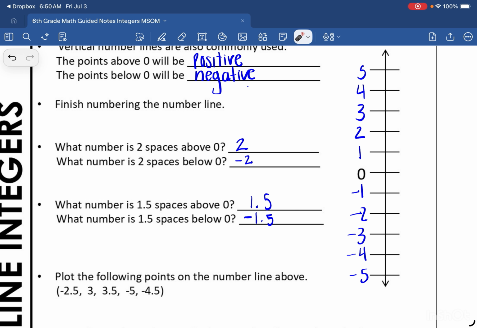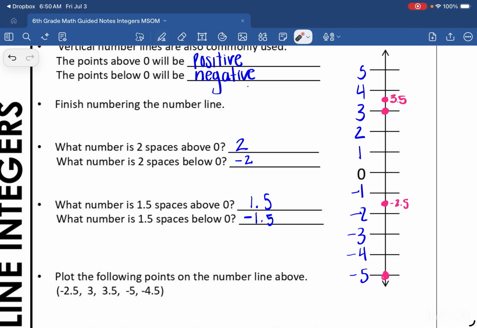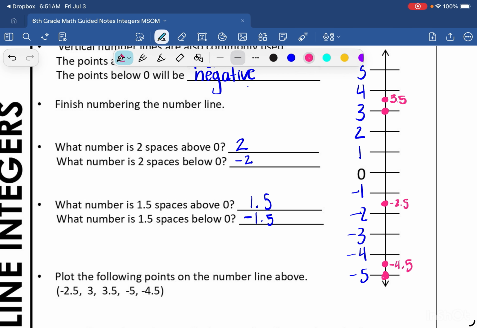Plot the following points on the number line above. -2.5. So if we are at 0, we're going to go down 2 and then another half. So -2.5 is going to be right there. The number 3 is already labeled. We'll just put a point there to plot it. The number 3.5. So up 3 and then another half. So right there, 3.5. The number -5, we can see it down here at the bottom. And -4.5. So down 4 plus another half is going to be right here, -4.5.